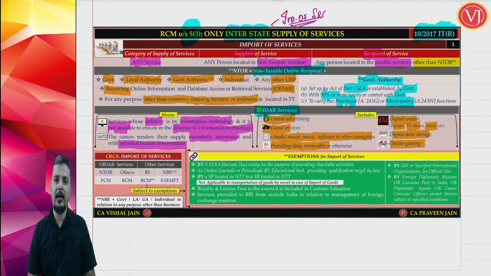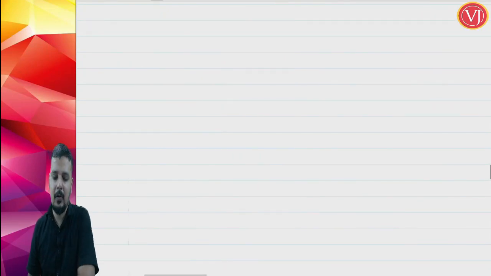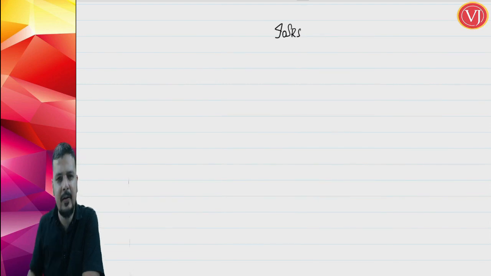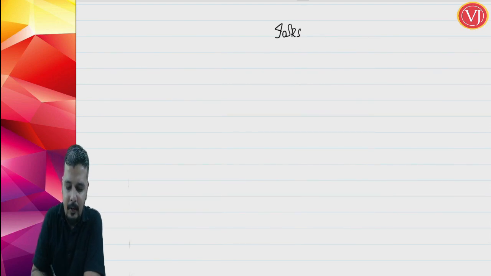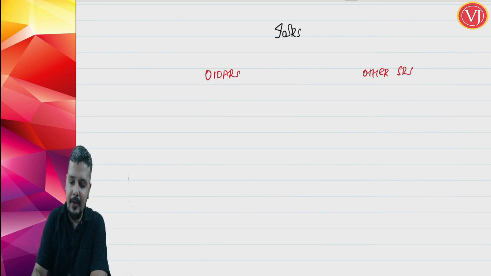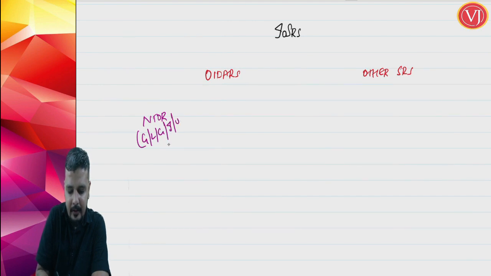Now when you talk about the crux of import of services, I can make this crux in a very simple manner. When you are talking about import of services, you have to categorize into three, but now we are only seeing two parts. The third part we will be seeing on the next page. Import of services. First, let us talk about OIDRS services and other services. When it is OIDRS services, if the recipient is a non-taxable online recipient, which means it is either government or local authority or governmental authority or individual or unregistered person plus non-business use.